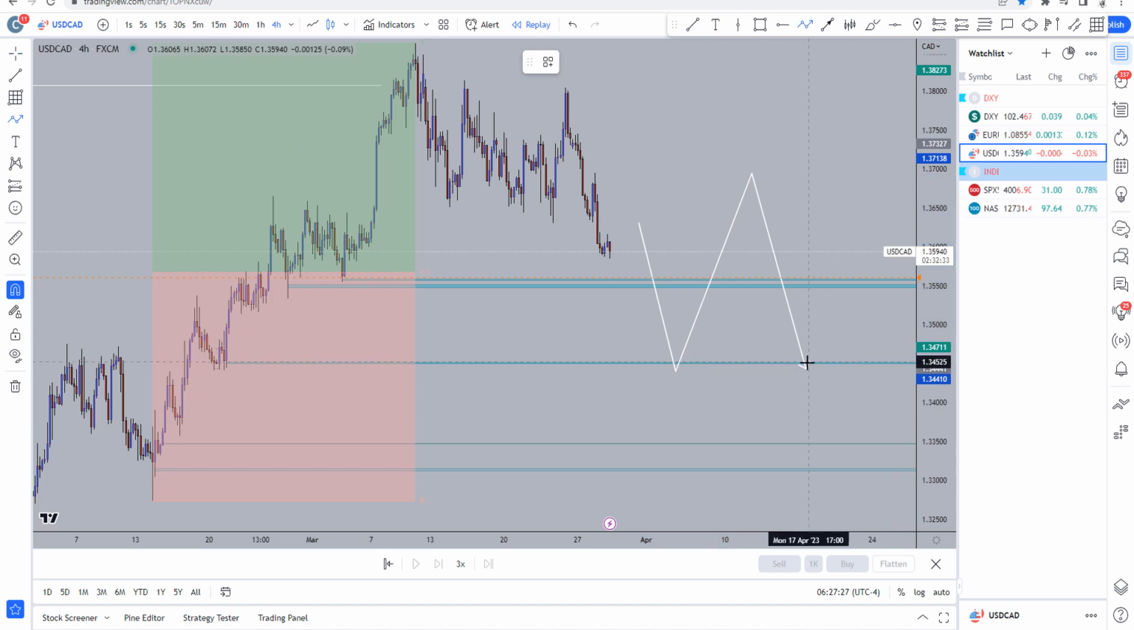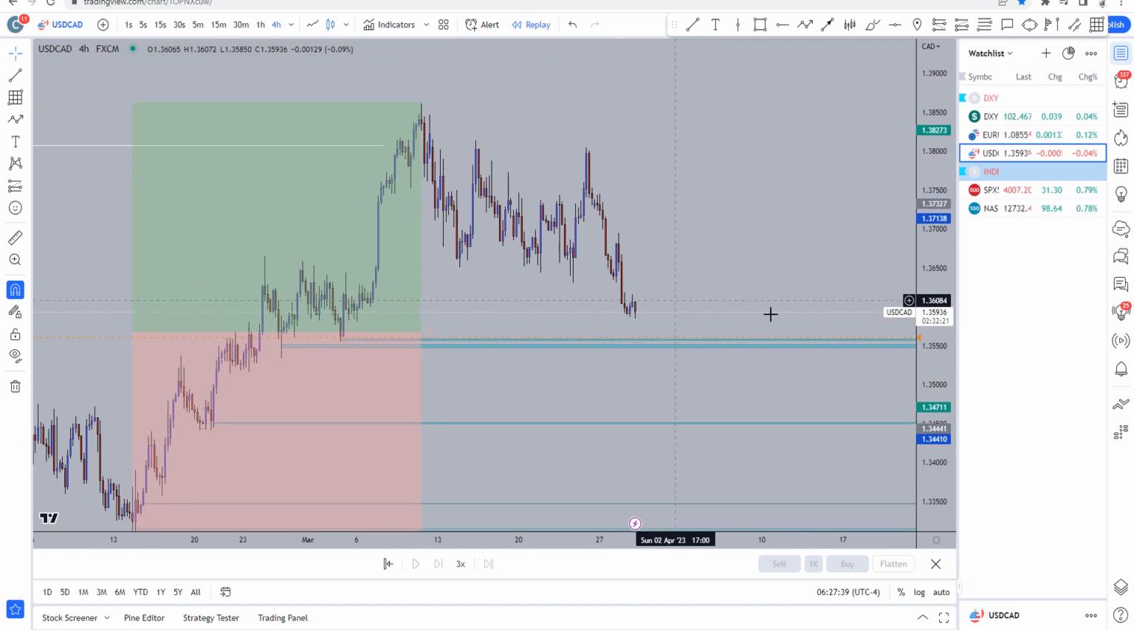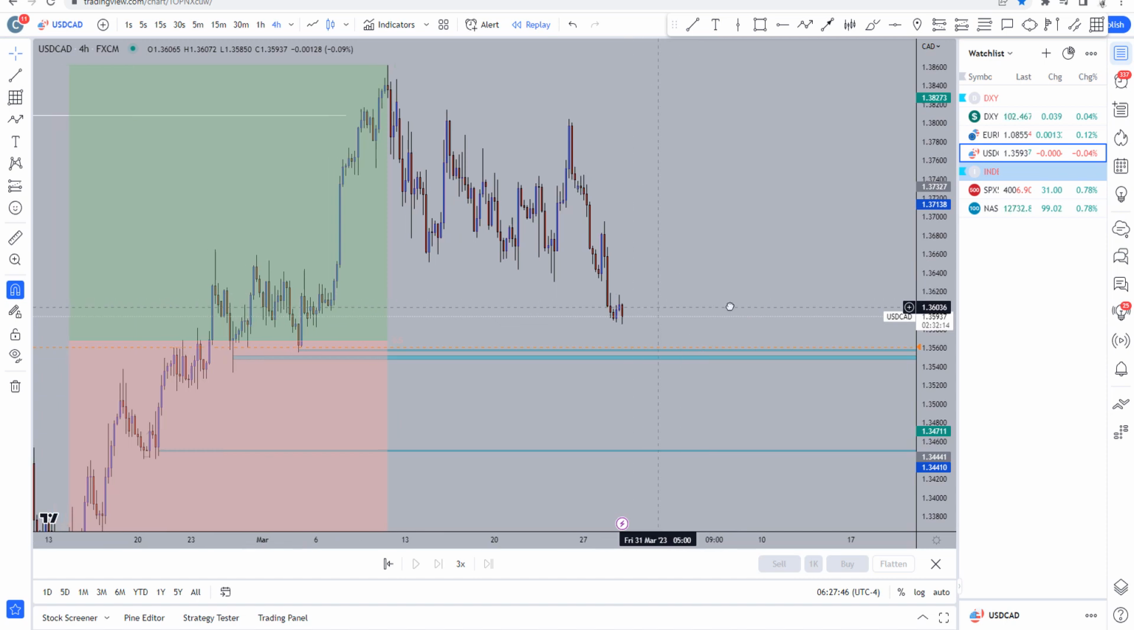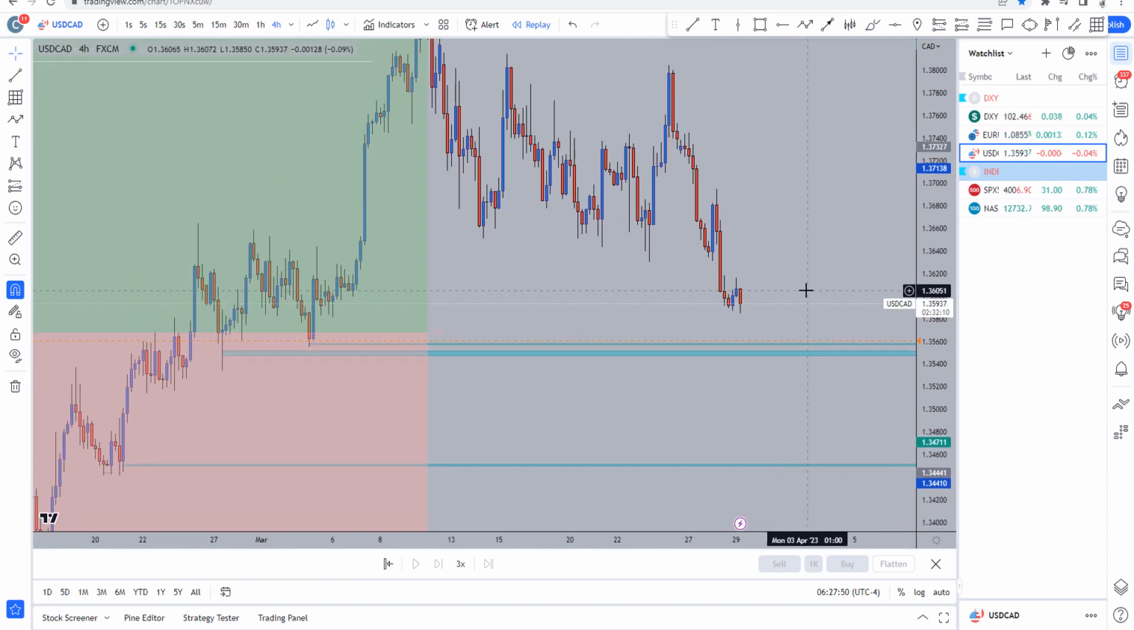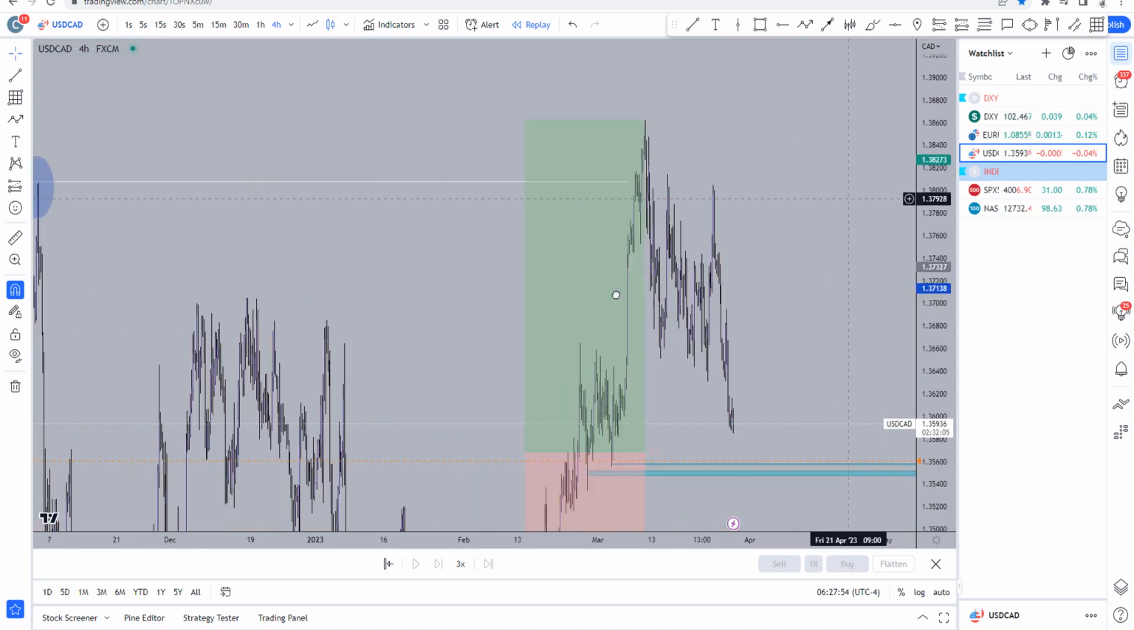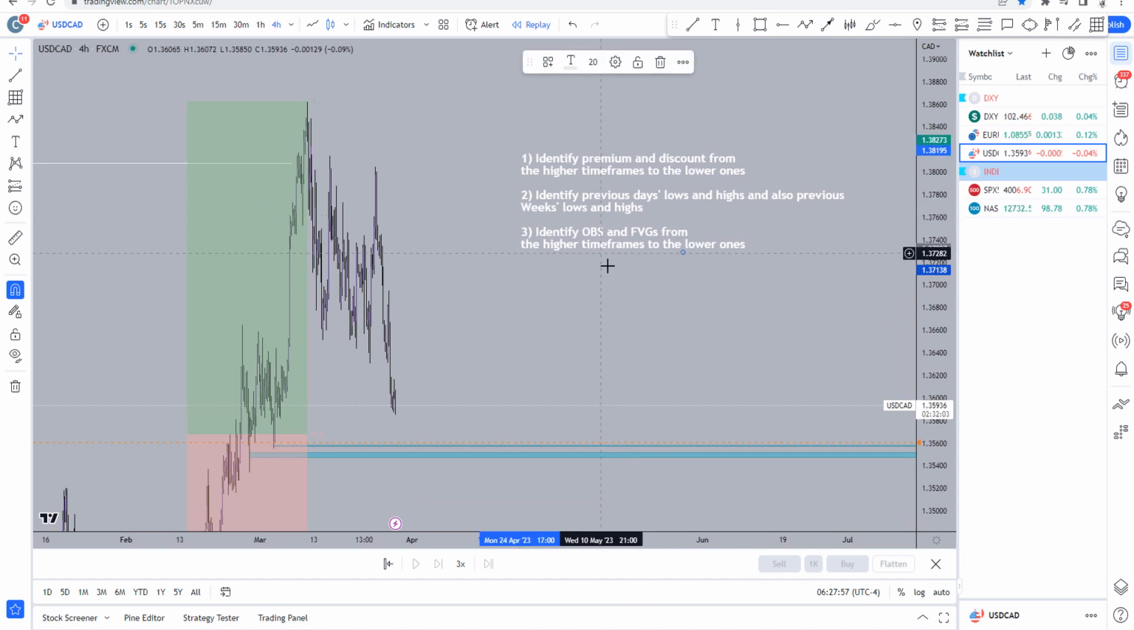Okay, but for the moment this is what I'm expecting, and of course I am going to take into account the news when the time comes, and I will build a story on where price is going to be heading to according to my own experience, my own backtesting and my own rules. This was Draw On Liquidity for you. Just remember, identify premium and discount from the higher time frames and then proceed to the lower ones.